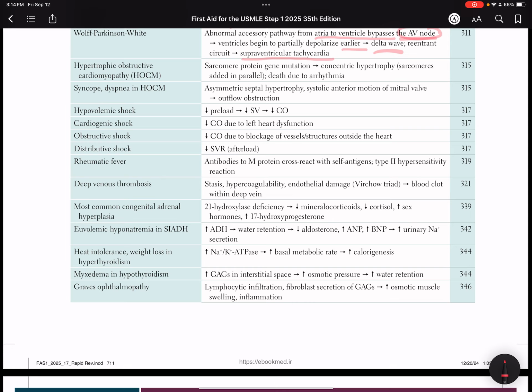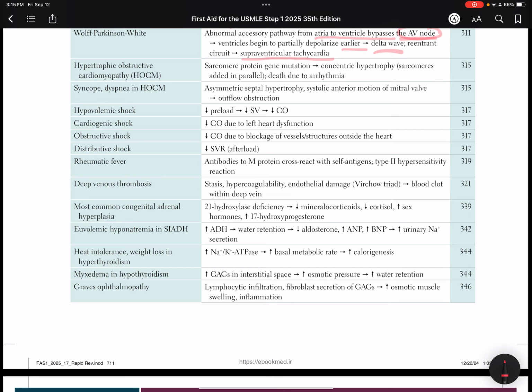What is obstructive shock? Obstructive shock is decreased cardiac output due to blockage of vessel structure outside the heart. What is distributive shock? Distributive shock is decreased systemic vascular resistance, afterload. What is afterload? Afterload is the resistance offered by the stroke volume on the aortic root. So that is afterload. Decreased systemic vascular resistance is seen in distributive shock.